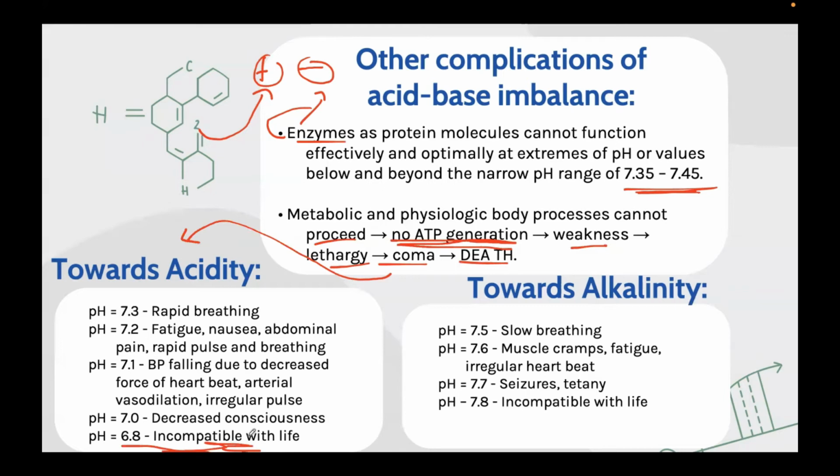Okay? If the pH of the blood will shift towards alkalinity, for example, 7.5, the patient will experience slow breathing. And then 7.6, muscle cramps, fatigue, irregular heartbeat. 7.7, seizures and tetany. And lastly, 7.8, it is incompatible with life na.